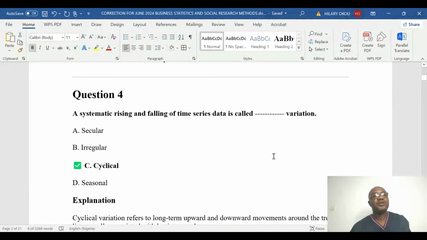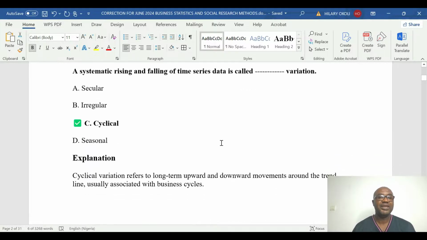So let's go to the question. The question says a systematic rising and falling of time series data is called dash variation. Systematic rising and falling. So these are key terms. They are just like a nomenclature. We should understand them and know them, so that as soon as we see them, we know what it is. They are the vocabulary of the business. There's no other way to know them than to understand them that way, know their names, and even cram them. When you hear a systematic rising and falling over time series data, it is called cyclical variation.